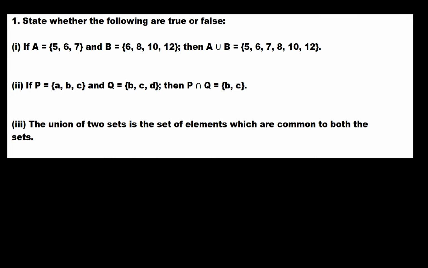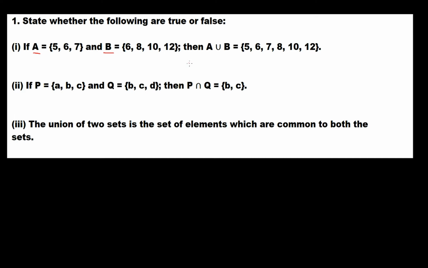The first question for our examples says, state whether the following are true or false, and it has three sub-questions. So let's look at the first one. If the set A contains the numbers 5, 6, and 7, and the set B contains the numbers 6, 8, 10, and 12, then the union, remember that little symbol for the union, is the set that contains the numbers 5, 6, 7, 8, 9, 10, and 12. So let's remember that the union of the two sets will contain everything in the first set and everything in the second set, but it will have no duplicates.